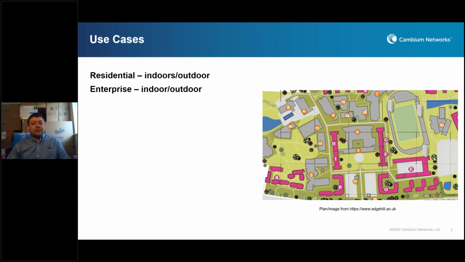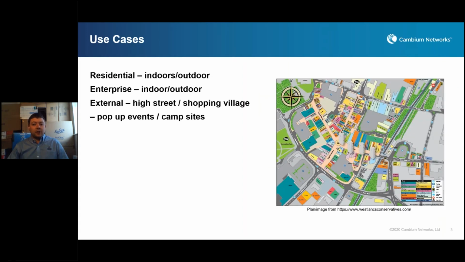Outdoor enterprise need for mesh I see occasionally, and it's mainly when a school, a college, a university needs coverage in a particular area, on a field, a running track, a car park. When we look at externally, so shopping villages, high streets, pop-up events, small campsites, this is something that I see raised more often than not, because what they want to do is provide coverage to get people connected.